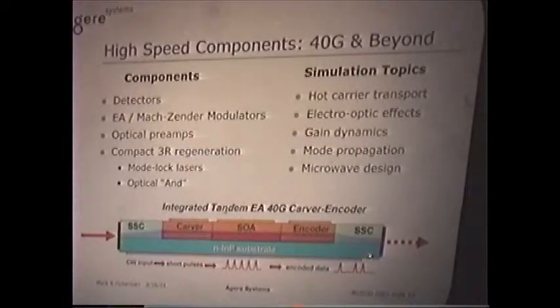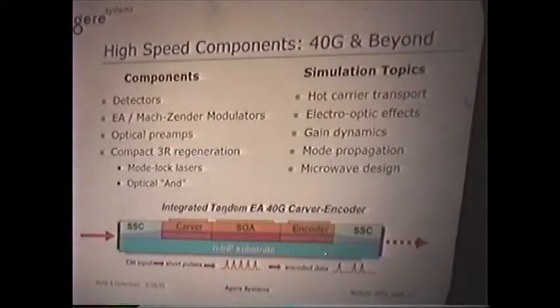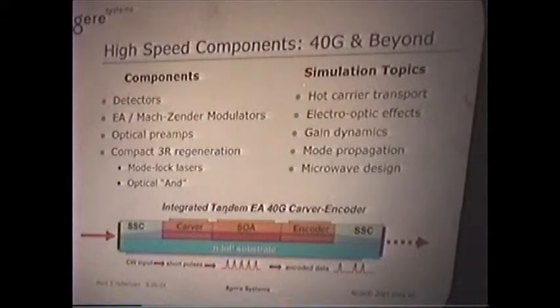This was presented in the post-deadline paper at OFC. It's an integrated carver, amplifier, encoder configuration that's designed to take CW input, generate short pulses of 4 to 5 picoseconds, and then encode data on those pulses. You can see it's a non-trivial integrated device. That's what's needed to achieve the performance at 40 gigabits.